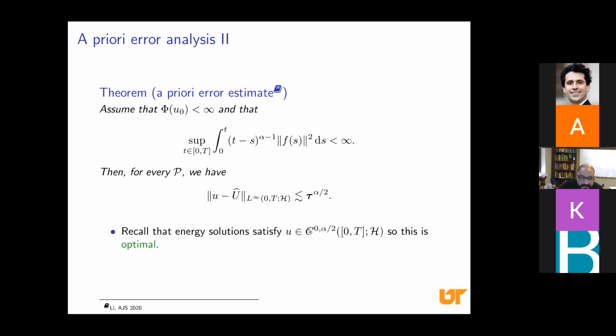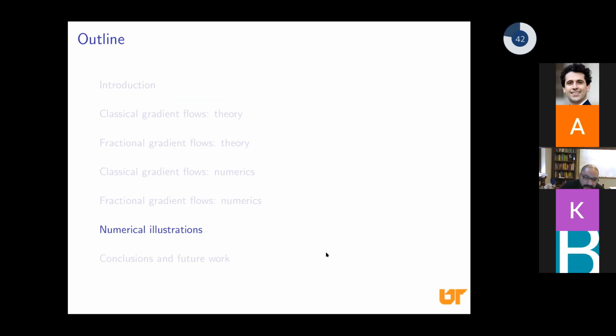Okay, so this is, if you will, the second big result that we obtained with Wimbo. Once again, we were able to extract the essential features of the classical case and extend this to the fractional case, and in a way that is, for instance, optimal with respect to the regularity that we have. Let me show you a few numerical illustrations of this scheme, of the fractional minimizing movement scheme.